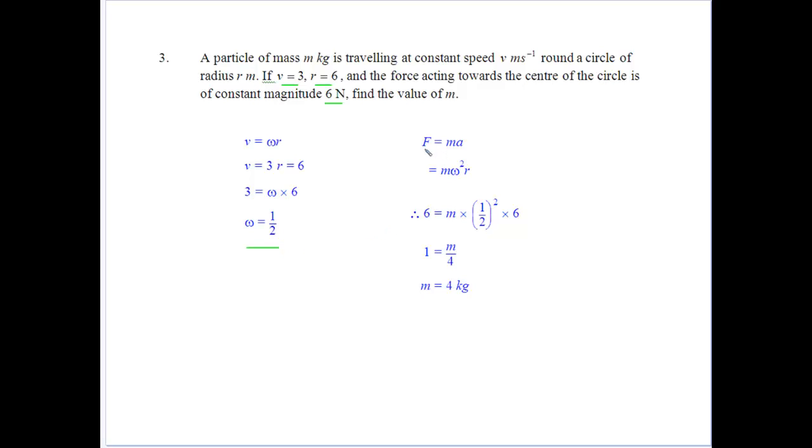And we know that the tension there would be mass times acceleration, or mass times omega squared times r. We know the tension in the string is 6. We've got our mass, we've got our angular velocity squared, and the 6 there. Solving that for mass gets us 4 kilograms.